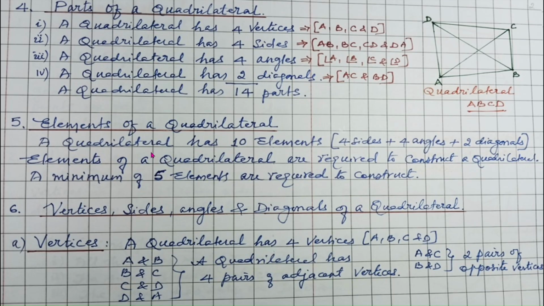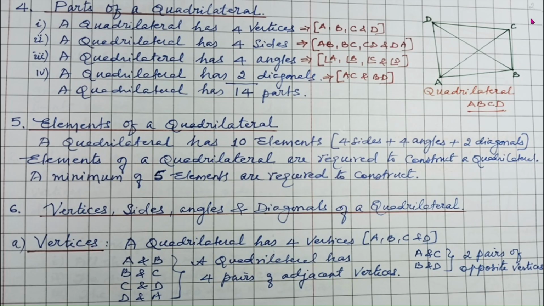Remember that. A quadrilateral has 10 elements. That means leaving the vertices, 4 plus 4 plus 2 is 10. So it has 4 sides, 4 angles and 2 diagonals. They are the elements of a quadrilateral. The elements are required to construct a quadrilateral, and to construct a quadrilateral a minimum of 5 elements are required. Remember that.